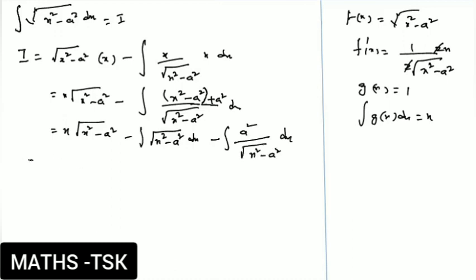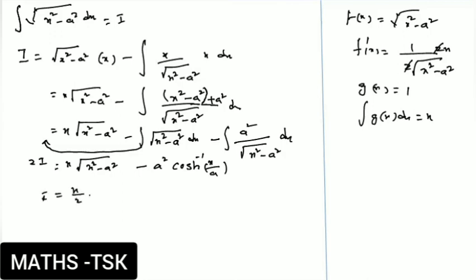So for this I can write it as 2I. If you get this to this side, it becomes 2I. Remaining is x into root of x square minus a square minus a square into, the formula for this is cos h inverse x by a, and therefore I is equal to x by 2 into root of x square minus a square minus a square by 2 cos h inverse x by a plus c.